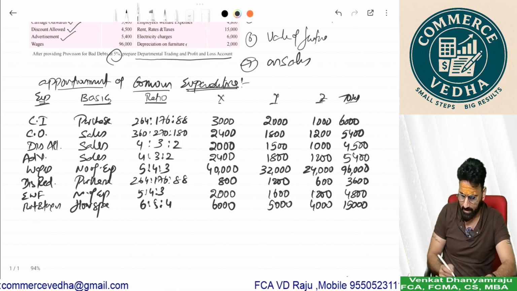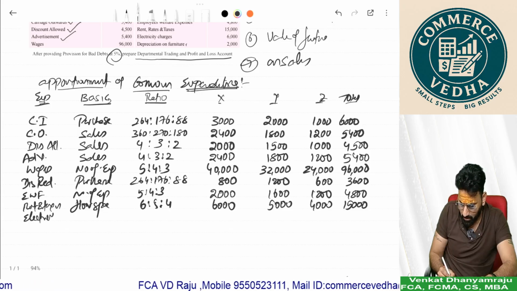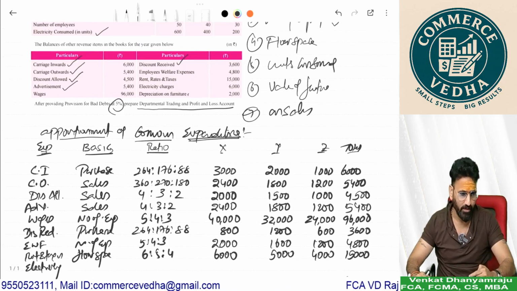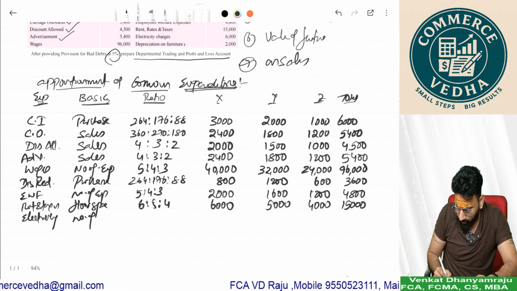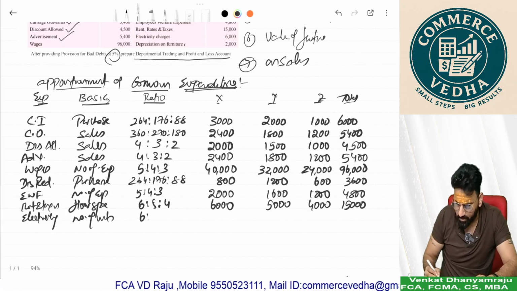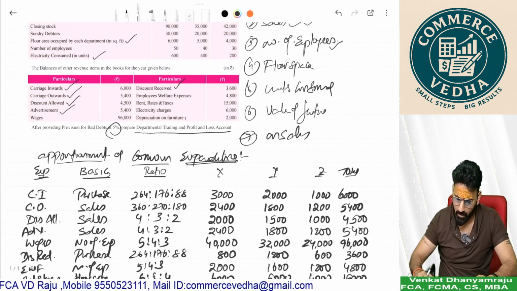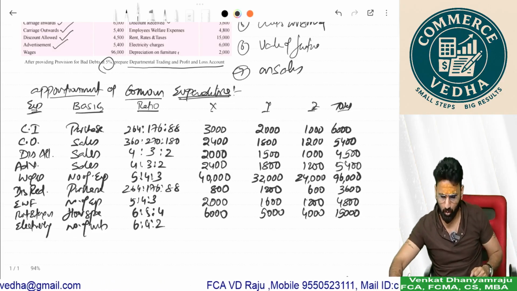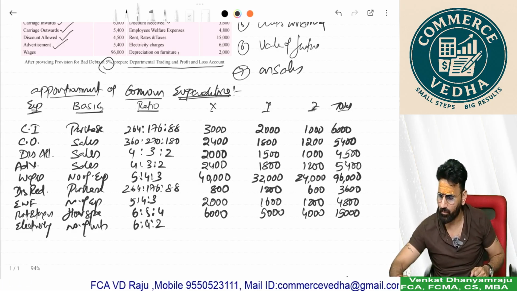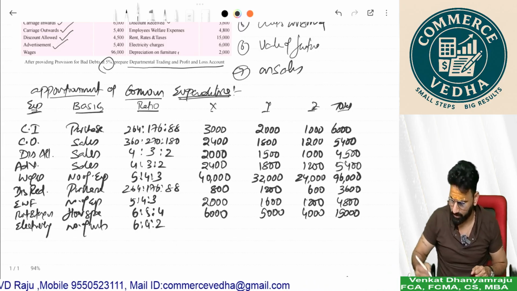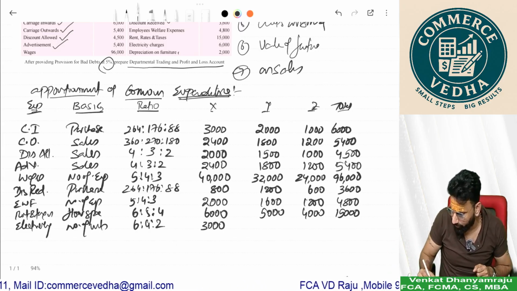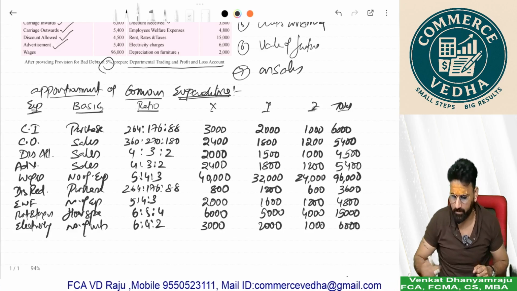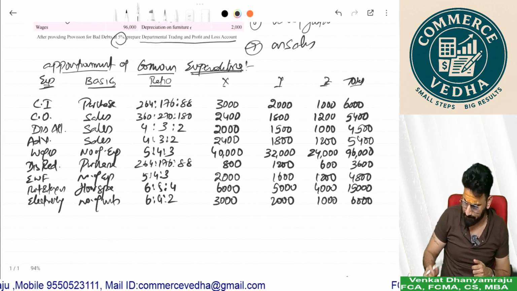And then electricity charges. Electricity is actually based on number of units, 600, 400, 200. So it is number of units, 600, 6 is to 4 is to 2. 6 plus 4, 10 plus 2, 12. So the total cost is 6000 by 12 is 500, into 6, 3000, into 4, 2000, into 2, 1000, totaling to 6000.